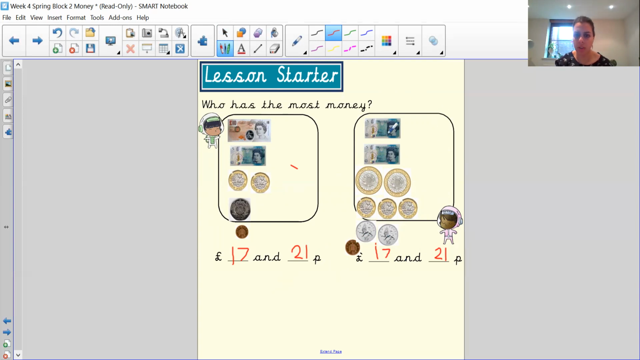So although this one looks like it's got more because it's got more coins, because this one's got a larger value of note, that one has got exactly the same amount. Let's just double check it again. 10 and 5 is 15, 16, £17 and 21 pence. 5, 10, 11, 12, 13, 14, 15, 16, 17, and 21 pence. So it's a trick question. Who has the most money? They both have the same amount.